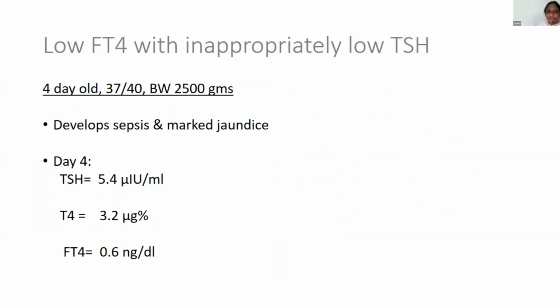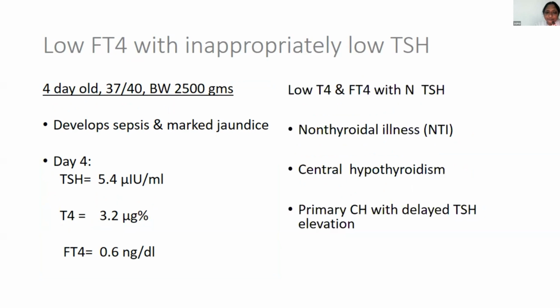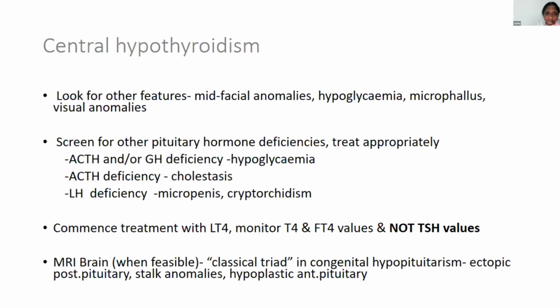Another baby, low free T4, again with an inappropriately low TSH. And this baby had sepsis and marked jaundice. We were called to give an opinion on this thyroid profile and treat the baby. So there are 3 conditions which we have to think of. Most important is non-thyroidal illness. In the past, we used to call it sick euthyroid syndrome. I have a slide on this a little later. Then central hypothyroidism: unlikely, but still we need to consider it, though the baby is just 4 days old. And this could also still be a primary CH with a delayed TSH elevation.